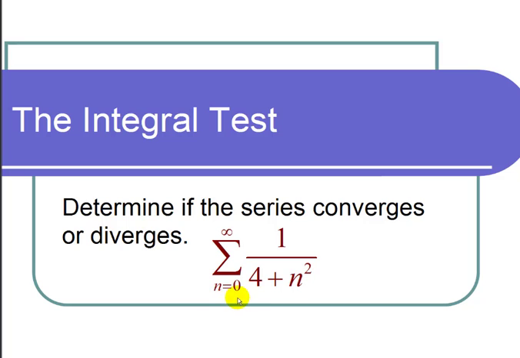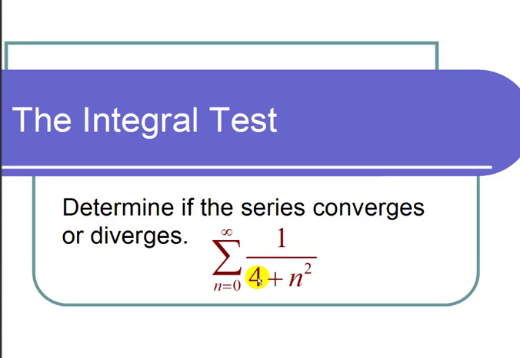I need to make sure that the terms 1 over 4 plus n squared are bounded, and I also have to check that the sequence defined by 1 over 4 plus n squared is a decreasing sequence. So let's check bounded first.